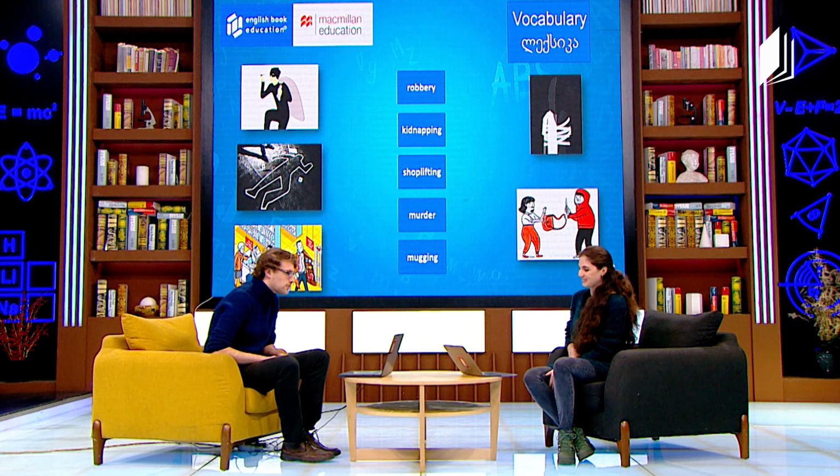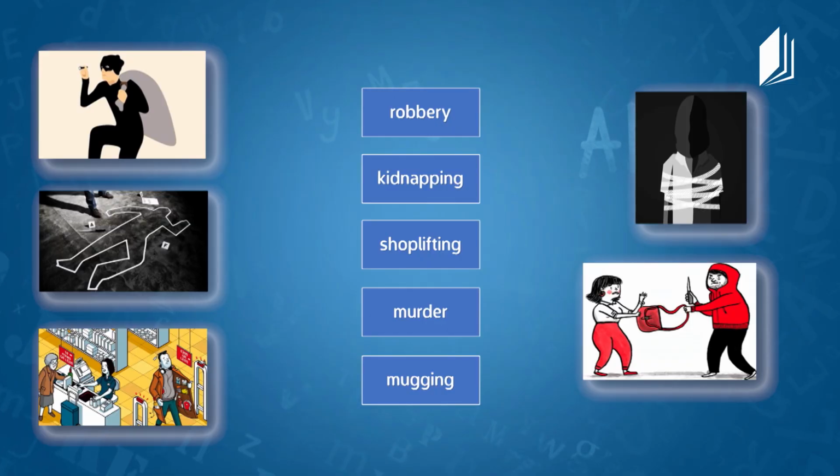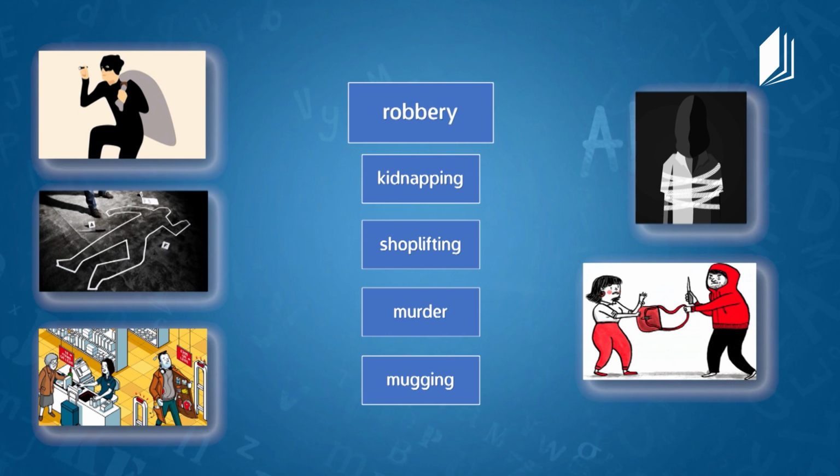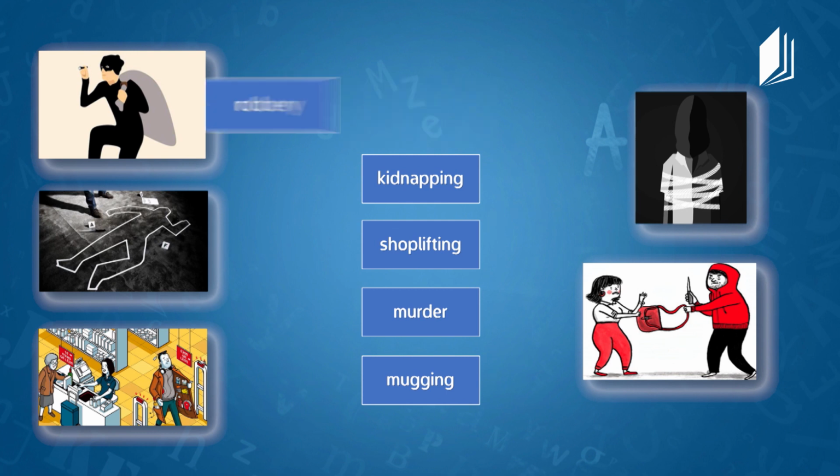Shall we start? Let's start. So our very first word is robbery. What do you think, which picture would best describe the robbery? I think it should be the top left picture with the man with the bag over his shoulder. I think you are absolutely right, and the first picture is robbery.